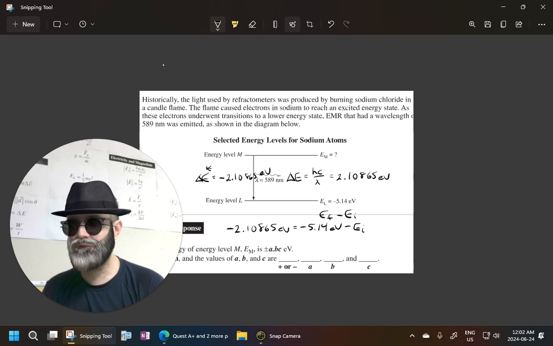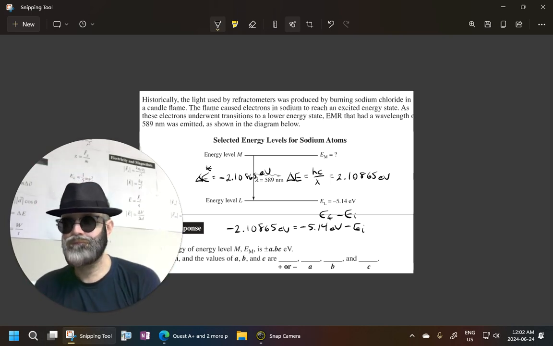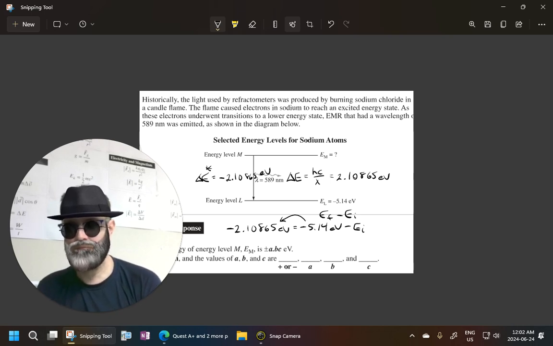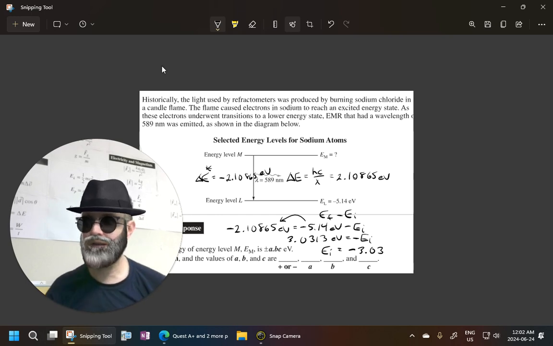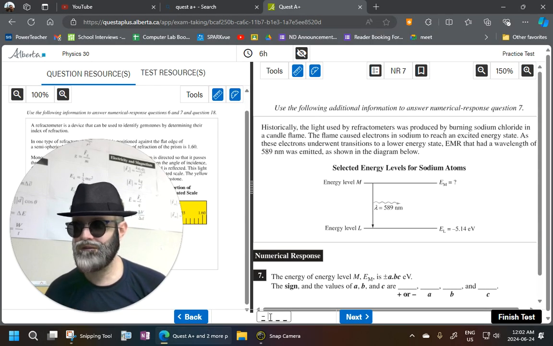I'm going to rearrange this to get my other number. So I'm going to add that over. Plus 1.54, I get a positive number, but remember, 3.0313 electron volts is equal to negative EI. So EI is negative 3.03. Okay, let's go back to your questions here.